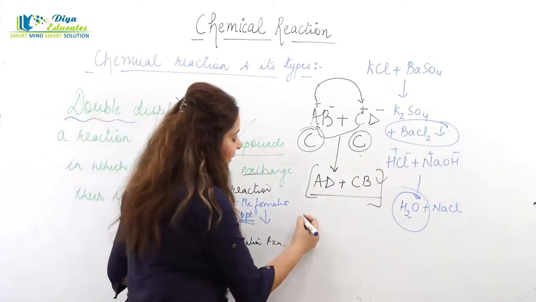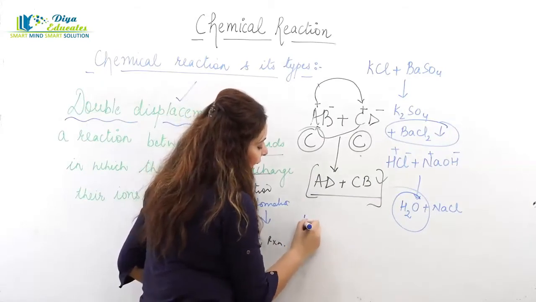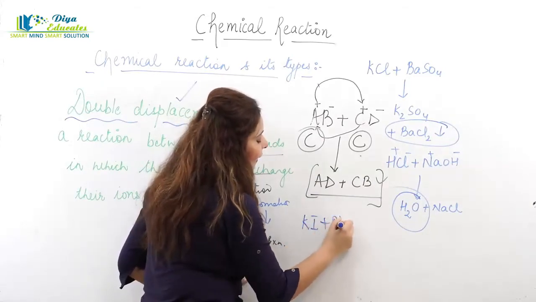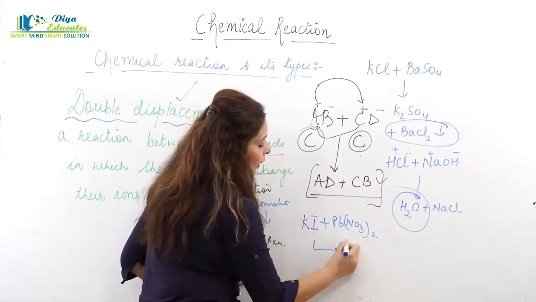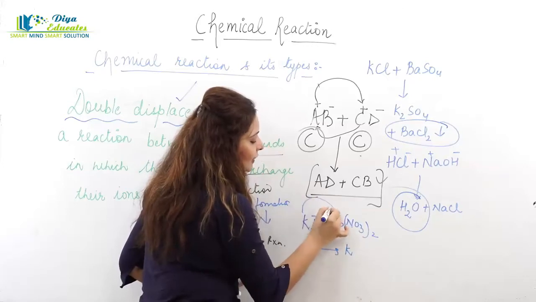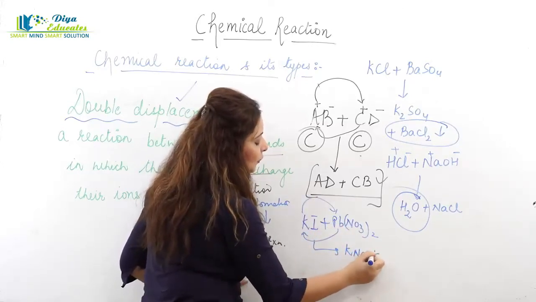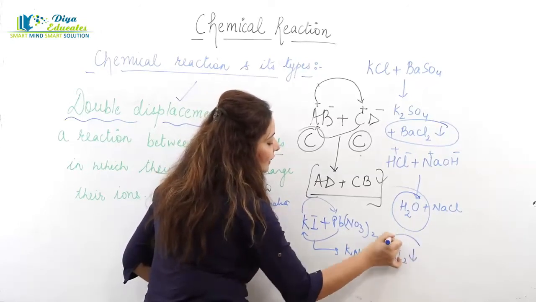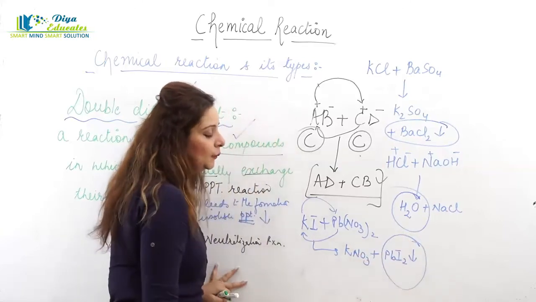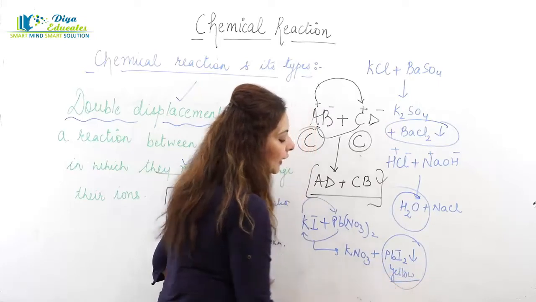One example I am writing more for you. For example, if I have potassium iodide reacting with lead nitrate, what do I get? They will exchange ions. Lead and potassium will exchange their place. As a result, we'll get potassium nitrate with lead iodide. So we get crystals, or you can say an insoluble precipitate of lead iodide, which is yellow in color.